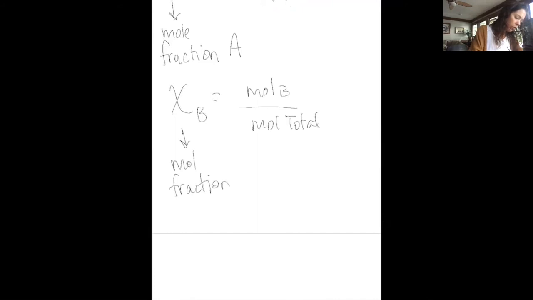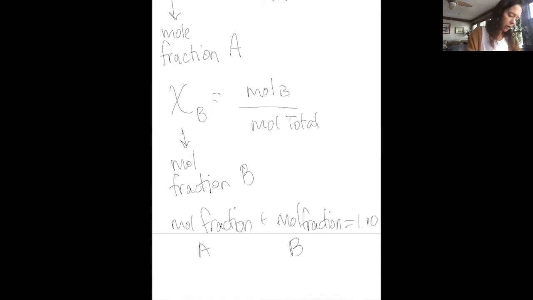And if there were only two substances, then the mole fraction of A plus the mole fraction of B would equal 1. Just like if we multiplied it by 100, we would have percentages, and it would equal 100. That's important because the mole fraction of A is also equal to the partial pressure of A over the total pressure.